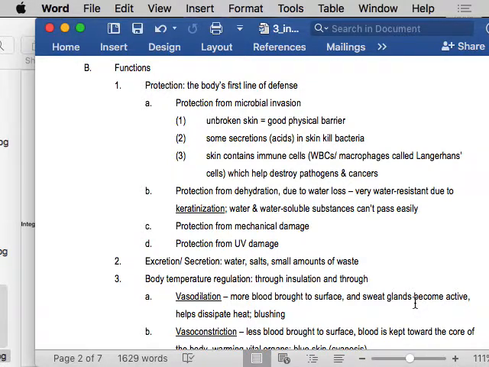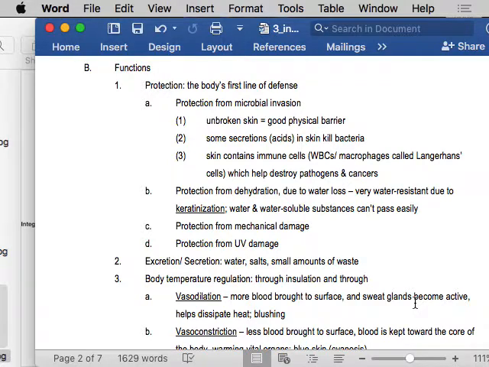Your skin also contains some immune cells. We might get to them today, or it might be on Monday that we do. But your skin has some immune cells that hopefully help keep pathogens that happen to make it into your skin from going very deep. Those are white blood cells called Langerhans cells, and they help to destroy pathogens and cancers.